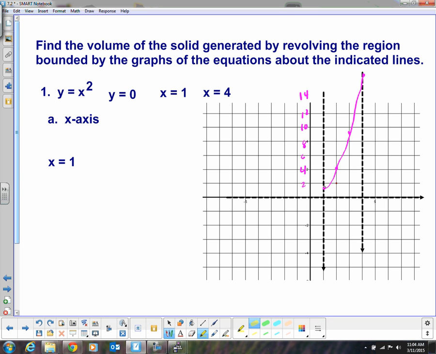So, the shaded region, and some people missed questions on this next test because they shaded the wrong thing. Okay, and if you shade the wrong thing, you miss them all. All right, so here we go.